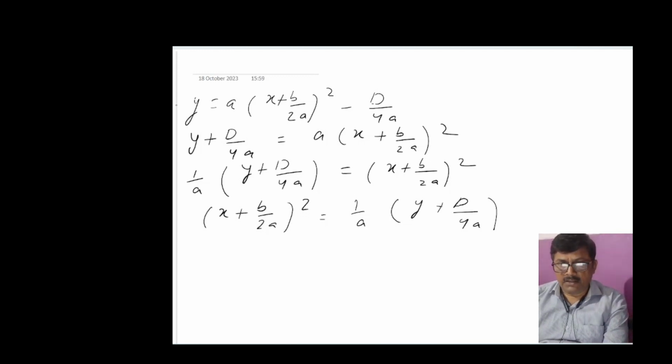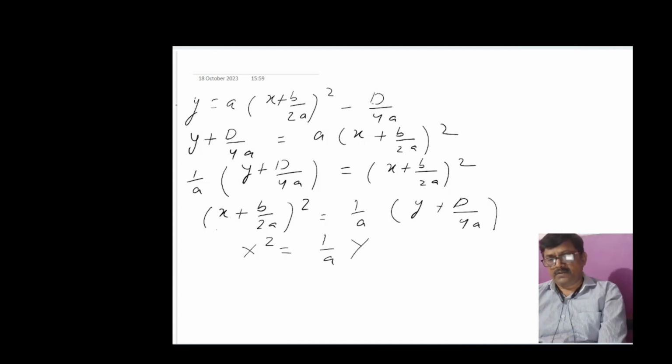Now if I write capital X in place of this x plus b upon 2a, and capital Y in place of y plus D upon 4a, so 1 upon a, okay? So this form you get, and you can easily see this is the form of x square equal to 4ay. So this is a parabola. Okay, you know this is a parabola.